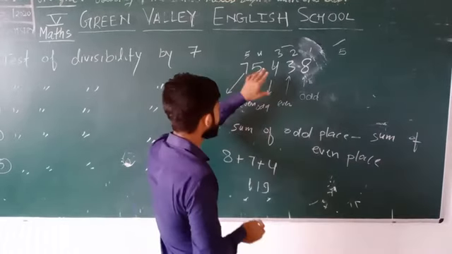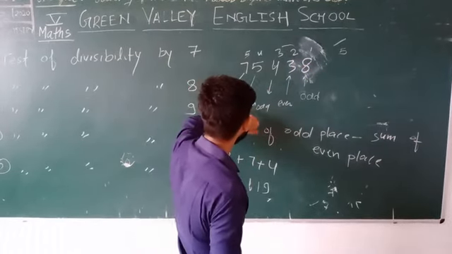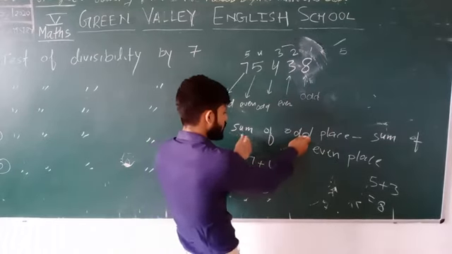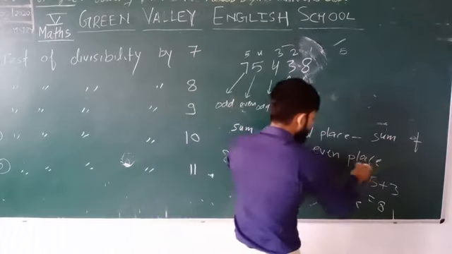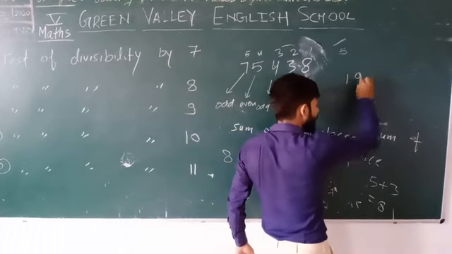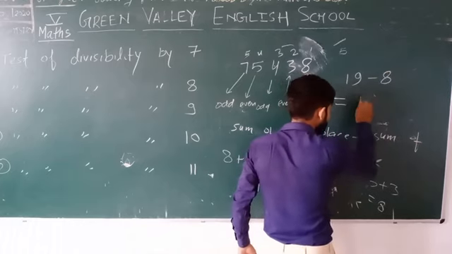देन यू हैव टू फाइंड सम ऑफ इवन प्लेस, सो सम ऑफ इवन डिजिट्स क्या क्या है, 5 एंड 3, ठीक है। सो सम ऑफ इवन प्लेस 5 प्लस 3, व्हाट यू विल गेट, 8. Then you have to subtract both the numbers, that is sum of odd place minus sum of even place, you have to subtract it. So sum of odd place is 19, sum of even place is 8, finally what you will get, 11.